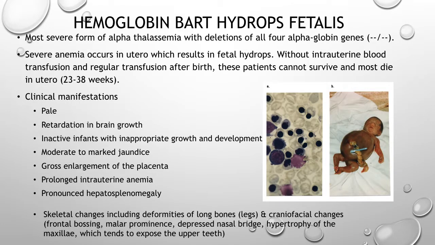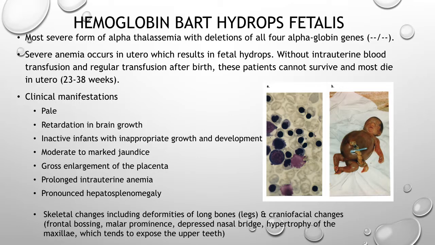Hemoglobin Bart hydrops fetalis is the most severe form of alpha thalassemia, with deletions of all 4 alpha globin genes. It is a severe anemia that occurs in utero and results in fetal hydrops. Without intrauterine blood transfusions and regular transfusions after birth, these patients cannot survive, and most die in utero between 23 and 38 weeks.